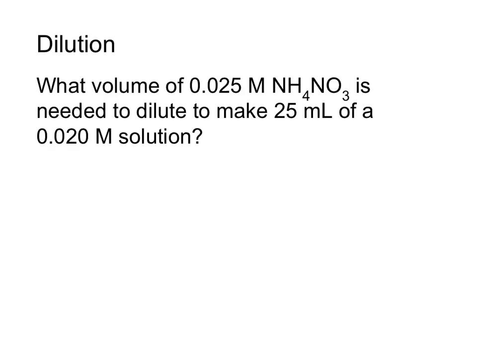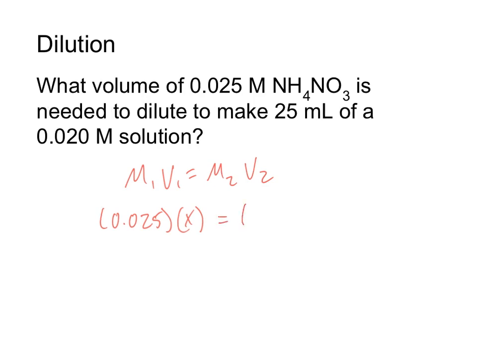Let's look at another example. In this example, we're starting with 0.025 molar ammonium nitrate, and we want to use enough of that in order to make 25 milliliters of a 0.020 molar solution. And so we will once again use our dilution equation, M1V1 equals M2V2. Our M1 is our stock solution of ammonium nitrate, 0.025. We want to know how much of that to use. That's our X. We are looking for a 0.020 molar solution, and we want 25 milliliters of that. And so there's our setup.